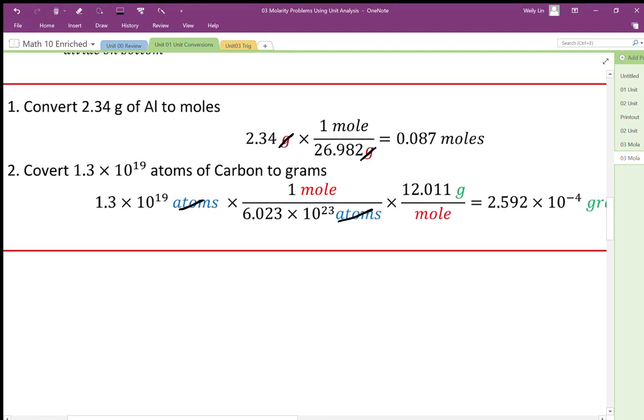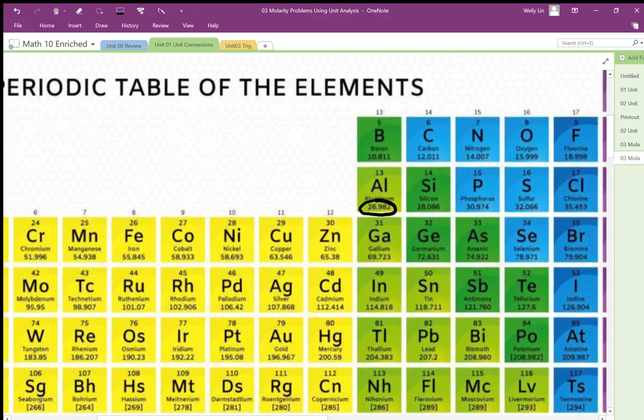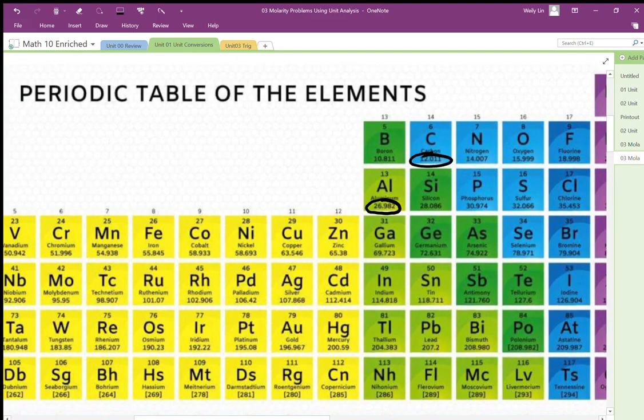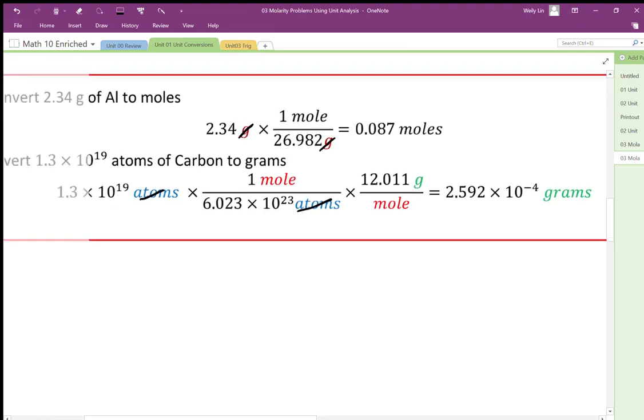Once I have my moles, I can use my molar conversion. So I go back to my periodic table, look at carbon, and look at the atomic mass. The atomic mass is 12.011, so that means we're going to use 12.011 grams per mole. And since I need to cancel the moles out, that's how many grams for 1 mole. So then I have 1 mole on top, 1 mole on bottom, and those cancel out. At this point I do my unit analysis, or dimensional analysis, and I can see that the atoms cancel out. I'm left with grams, that's what I want.